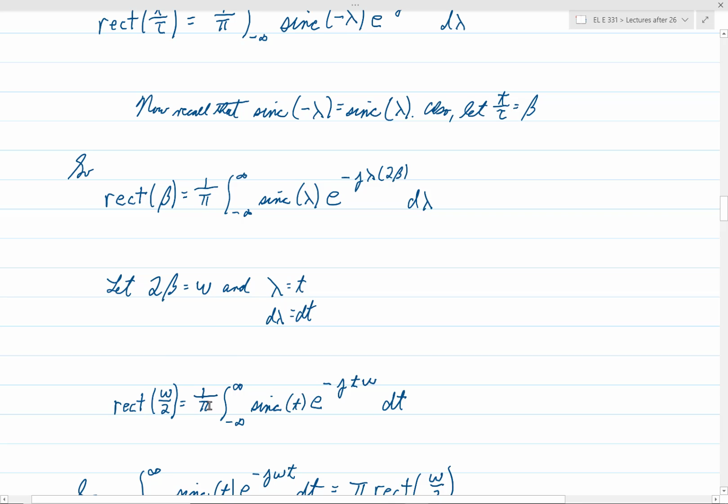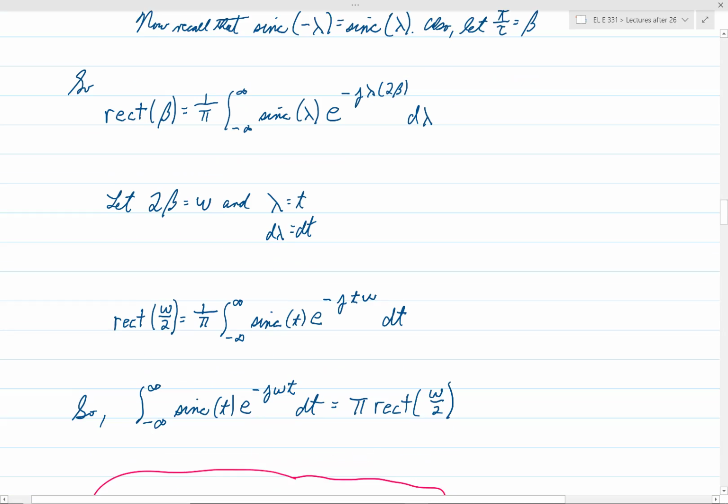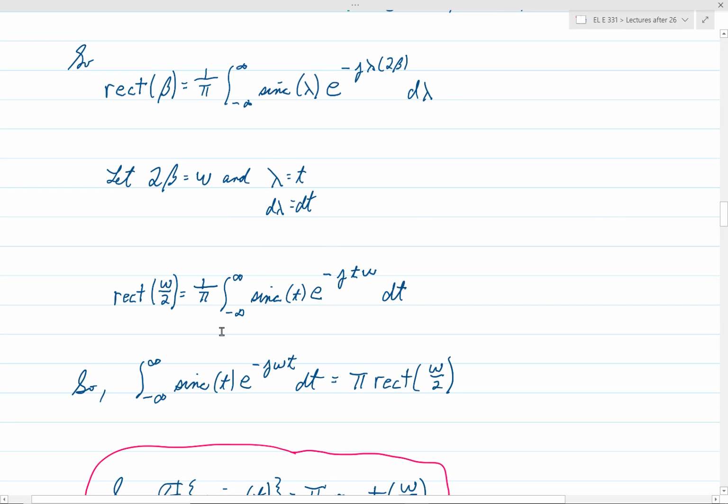Here we have 1 over pi, and then we'll have integral negative infinity to infinity. And since we've let lambda equal t, sinc of lambda will become sinc of t, and the lambda up here in the exponent becomes a t. The 2 beta, we've replaced that by omega, and then d lambda is dt.